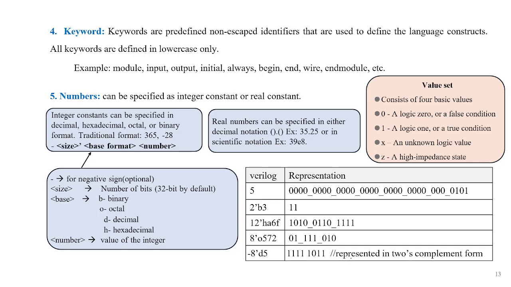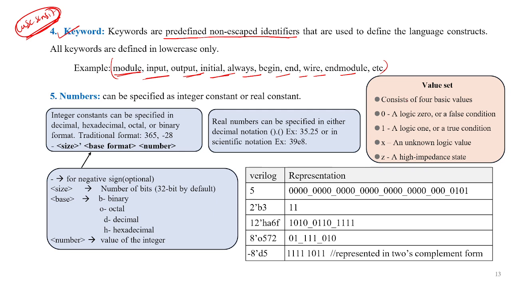Coming to the keywords, I showed them in Google also. Keywords are predefined, non-escape identifiers, so we need to include them. Verilog code is case sensitive, so it will start with module, input, output, initial, always, begin, end, while, endmodule. These are all what we call keywords. Yesterday I showed the keywords. We can't name variables with these keywords.